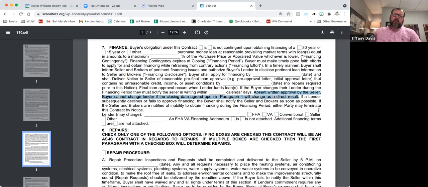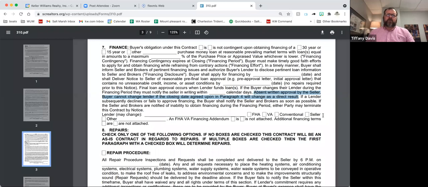So if your buyer comes to you and says, Patty, I'm changing lenders. Okay, great. We need to let the seller know, but understand that if they have to change the closing date, the seller does not have to agree to that, and you could be in default of the contract. So you need to make sure that new lender can close in time.